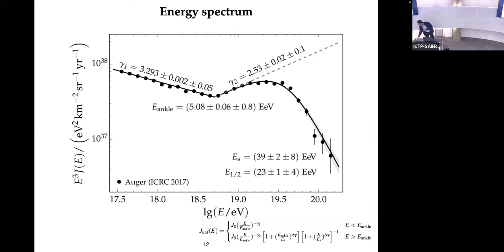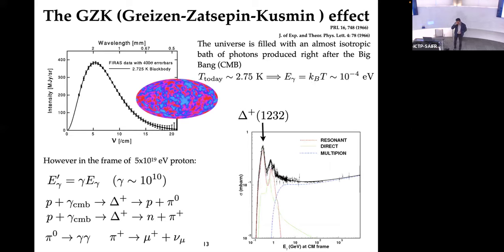For example, this strong suppression, we believe it's related to the so-called GZK effect, the Greisen-Zatsepin-Kuzmin effect, because the CMB is all over the universe. And these cosmic rays are energetic enough. They have a Lorentz boost factor of the order of 10 to the 10. So in the rest frame of these cosmic rays, you see these CMB photons as gamma rays. So they are basically gamma rays.